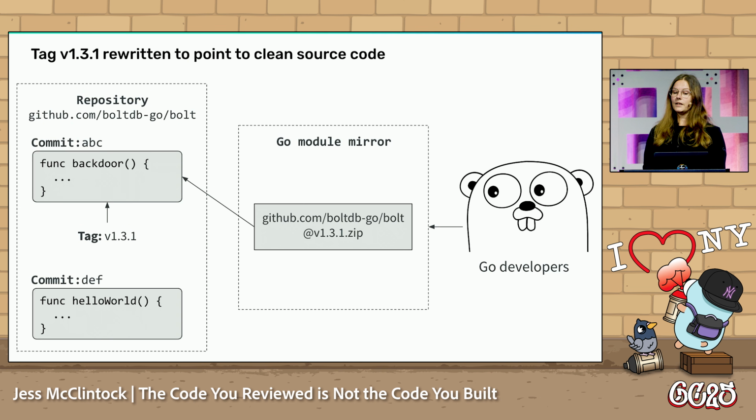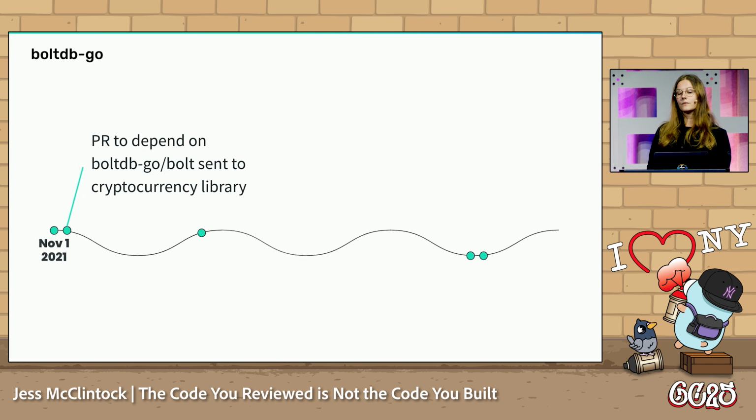So what the attacker did next was to create a clean commit, and then point that tag 1.3.1 to the clean commit. Now, if any Go developer tried to inspect the source code for 1.3.1 on GitHub, they'd see a perfectly clean repository with no malicious code.